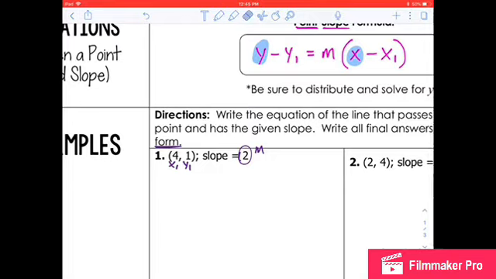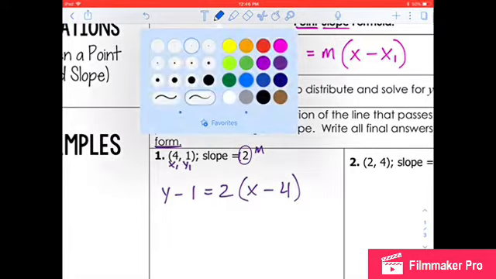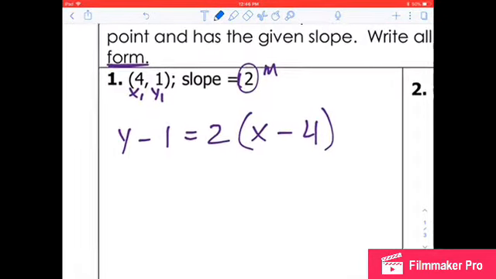So it's going to be y minus the y value, which in this case is 1. So y minus 1 equals m, which is 2 in this case, times parentheses x minus the x value, in this case being 4. That's it. That's point-slope form. And so now to get it in slope-intercept form, we go ahead and distribute and solve.